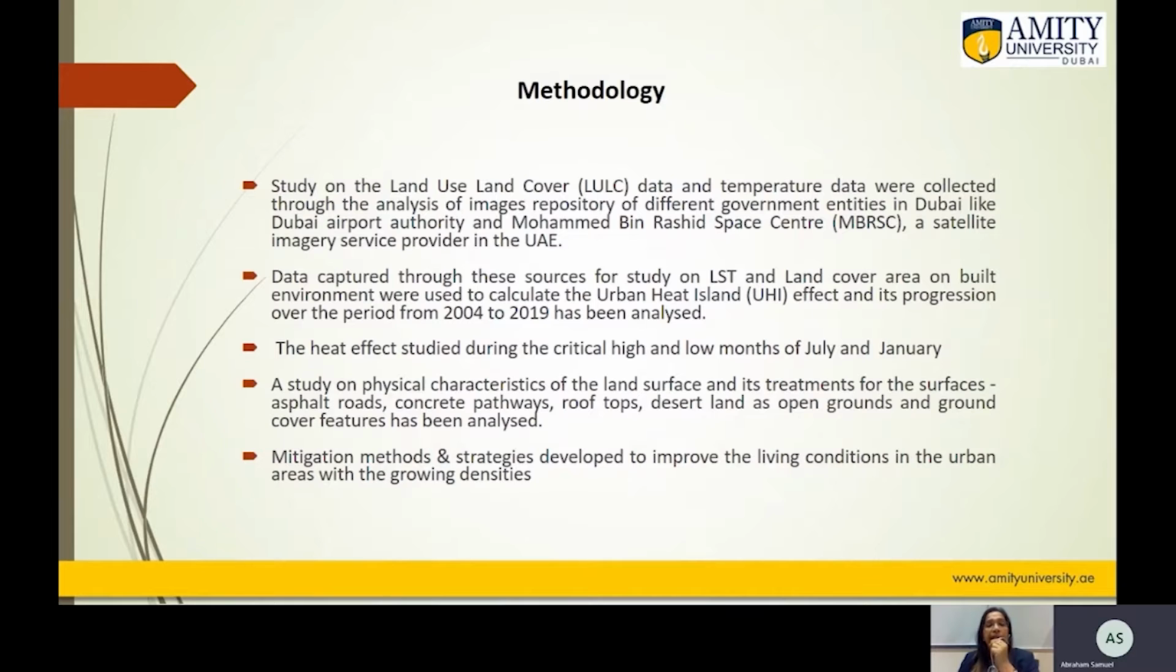A study on the physical characteristics of the land surface and its treatments for surfaces like asphalt roads, concrete pathways, rooftops, desert land, and open grounds, and ground cover features has been analyzed. We have taken both impervious and green covers. Again, at the end, we discussed mitigation methods and strategies developed to improve the living condition of urban areas with growing densities.